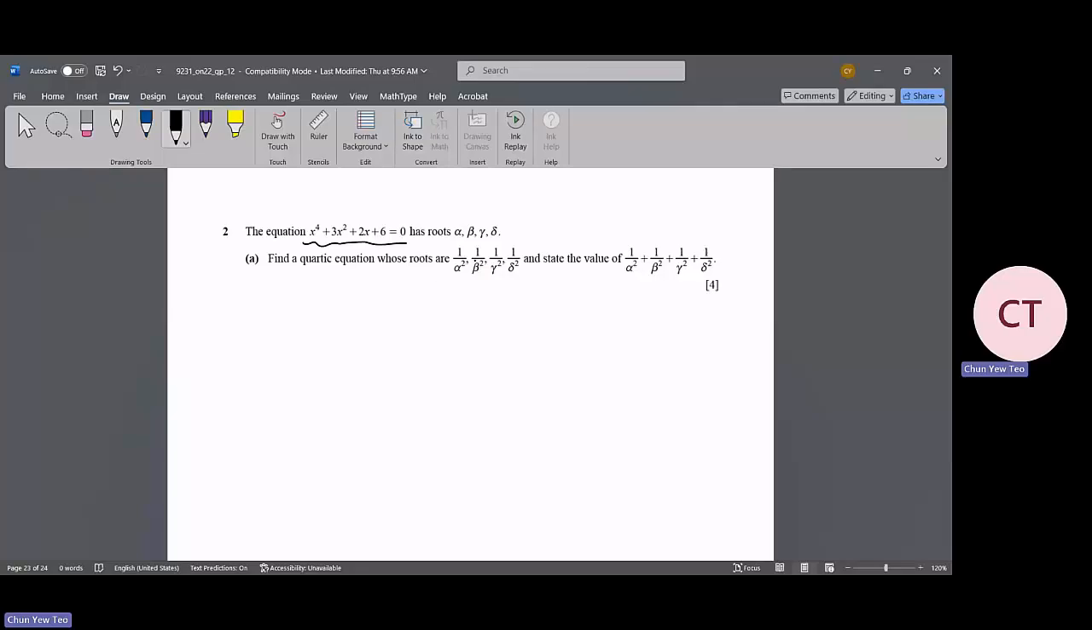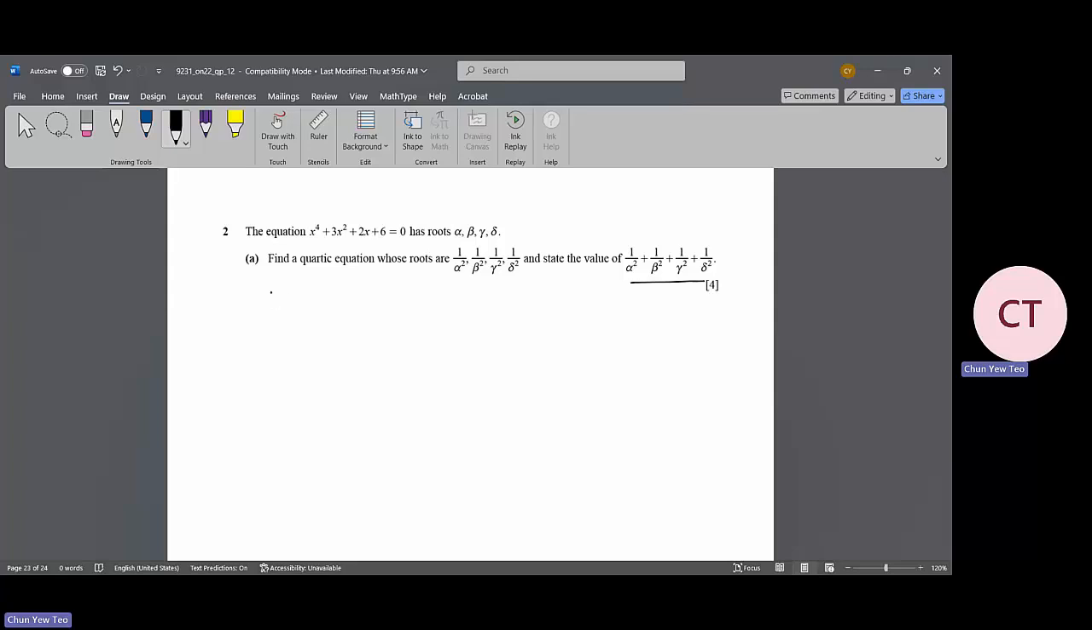Equations over here, x to the power 4 plus 3x squared plus 2x plus 6 equal to 0, where the roots are alpha, beta, gamma, and delta. They want you to find the new quartic equation where the roots are 1 over alpha squared, 1 over beta squared, 1 over gamma squared, and 1 over delta squared. Then after that, we want to find the sum of these 4 roots.